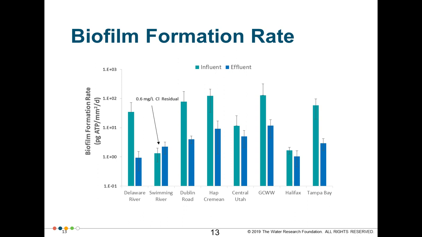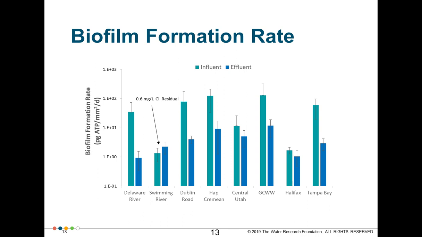When looking at the concentrations of the biofilm formation rate at the filter influent and effluent, we tested this at 8 facilities, and we saw concentrations at the influent were approximately an order of magnitude higher than the effluent in most cases. The biofilter influent concentration ranged from 1.3 to 130 picograms of ATP per millimeter squared. On the effluent, it ranged from 0.93 to 12 picograms of ATP per millimeter squared. Now, an exception to this was at Swimming River. You can see in this graph here, the concentration was actually higher on the effluent than on the influent. It increased by almost double.